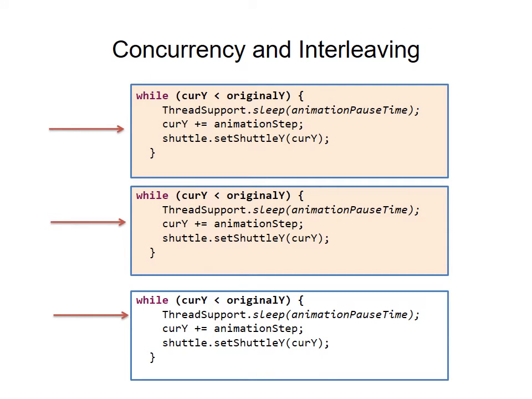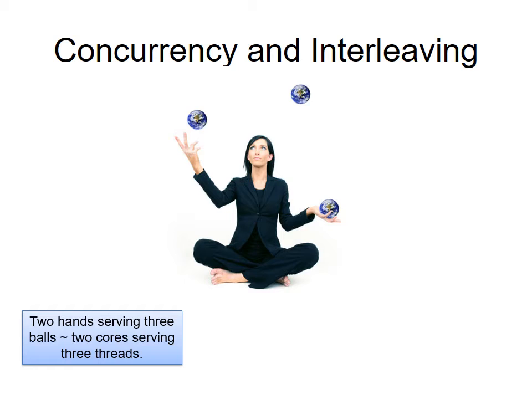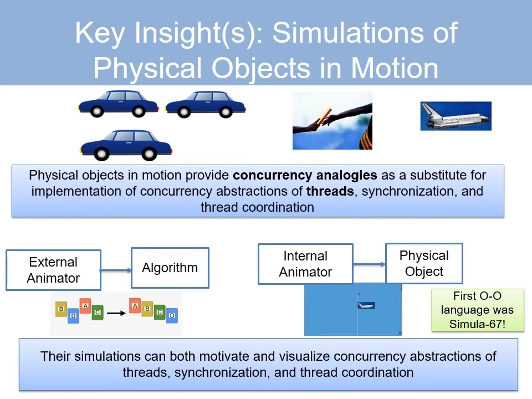Properly, you have to also talk about interleaving when you don't have enough processors for the threads. So here you have 3 threads and 2 processors, and one thread is not active while other threads are interleaving. Here's my analogy for interleaving and concurrency, which is a little more interesting. Two hands serving 3 balls is like 2 cores serving 3 threads, and when a ball is in the air, the other balls can be served. So while a thread is waiting for user input or sleeping, other threads can be served. So I've shown you an analogy for threads. We'll deal with synchronization and thread coordination later.